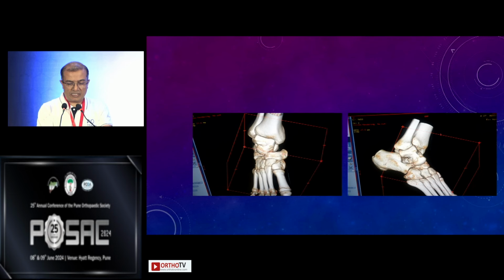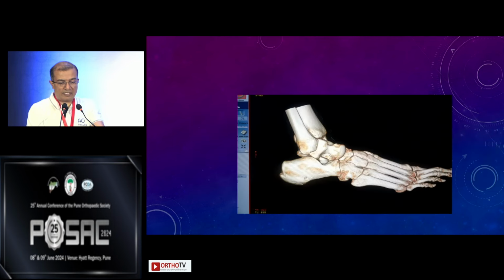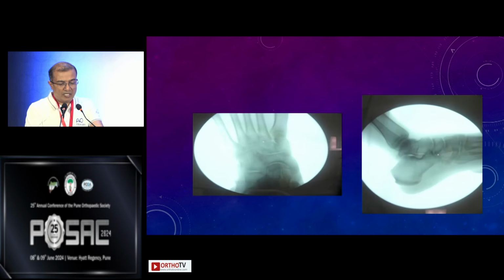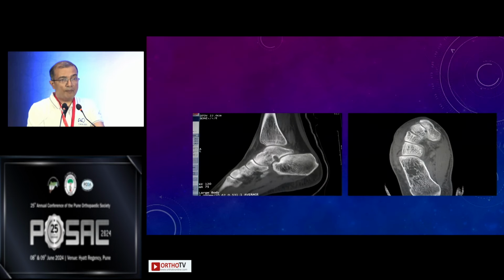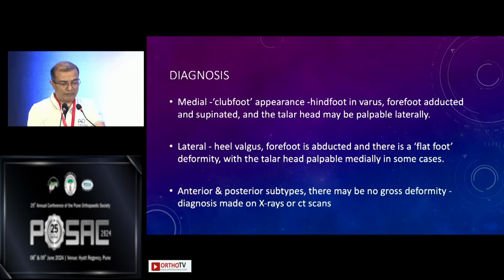Look at this CT, and then you will come to know that the talonavicular joint is almost dislocated. The subtalar joint is dislocated, and this is a classical peritalar dislocation. This was reduced, and these are various images. This was stable, so managed in a cast only. But post-op, please do a CT scan or correct X-rays to know that the reduction is proper.